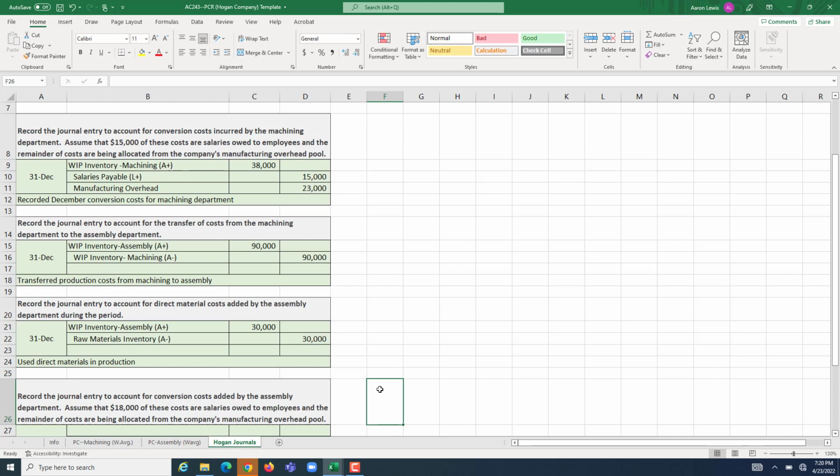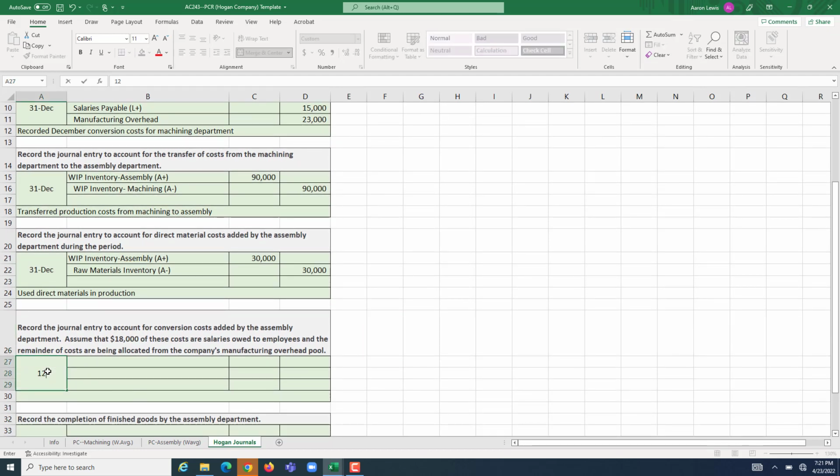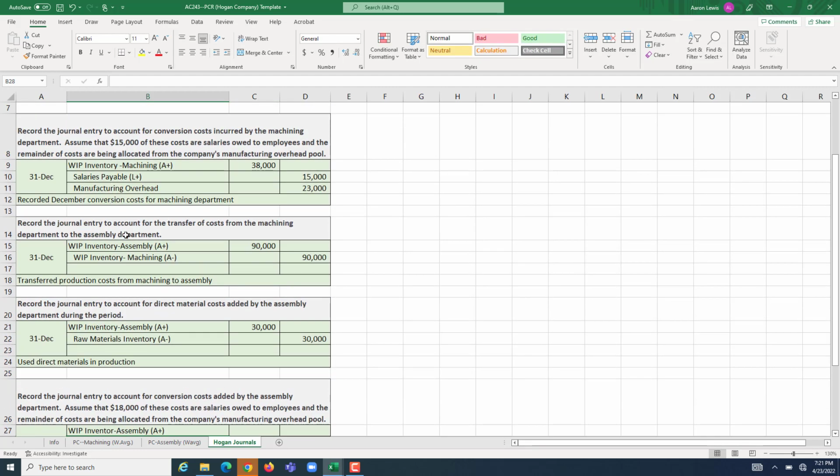Next up, we have to account for the conversion costs that are unique to the assembly department. And we're told here that $18,000 of these costs come from salaries owed to employees, and the remainder is coming out of the manufacturing overhead pool. So again, that entry is going to be set up the same way as this entry up above, except now it's not WIP machining that we're adding cost to. We're adding cost to our second phase of production, our assembly department. So on 12/31, we're going to have a debit to WIP inventory assembly, and we're going to have a pair of credits to salaries payable and manufacturing overhead, just like we did above.